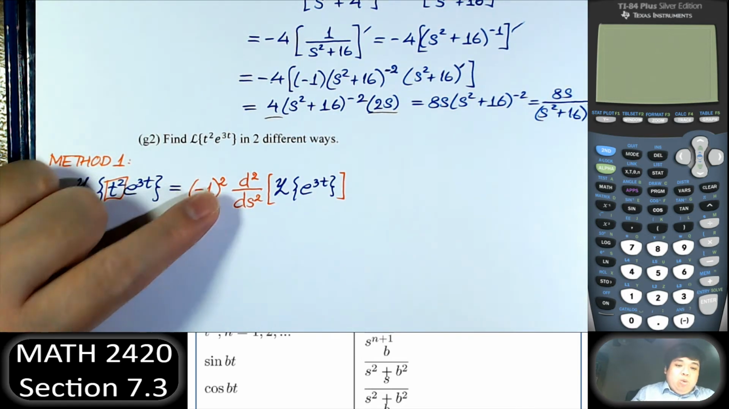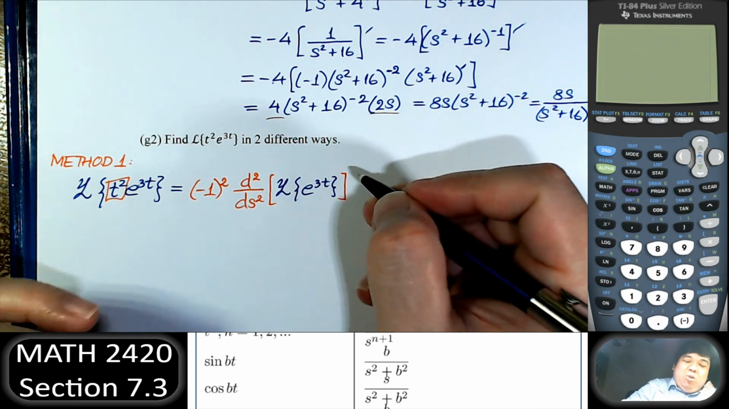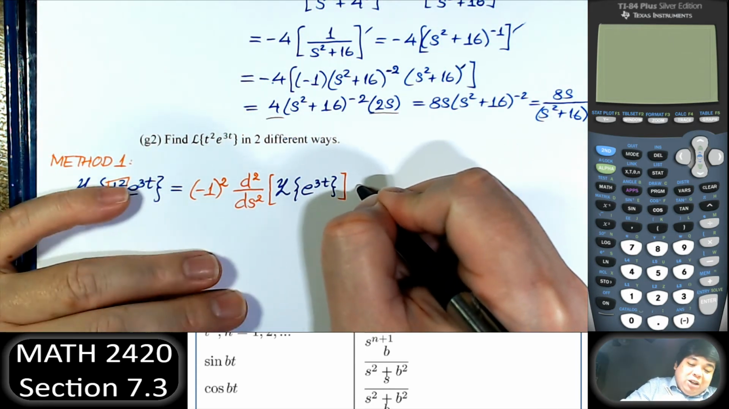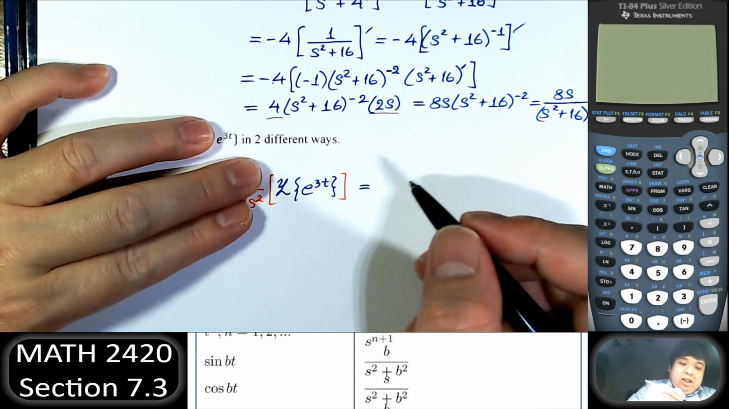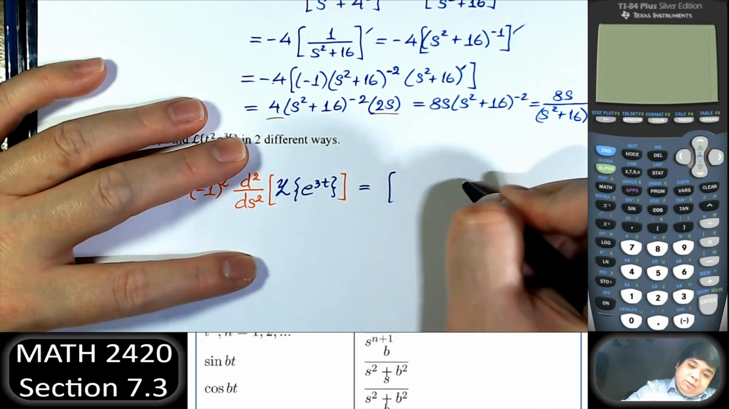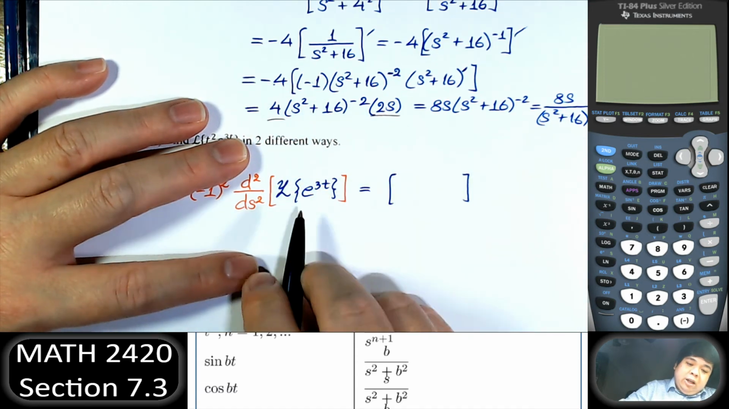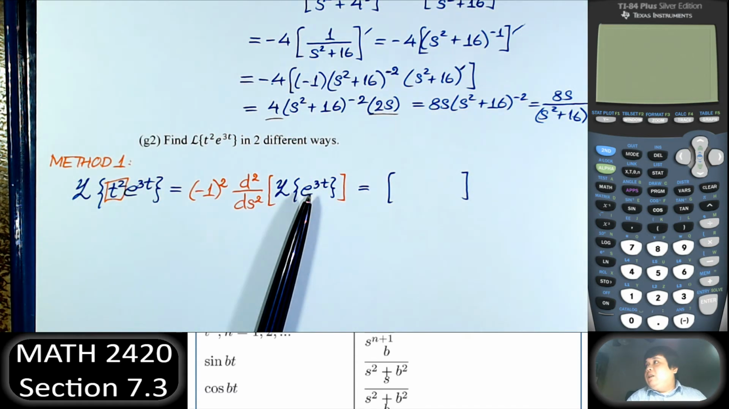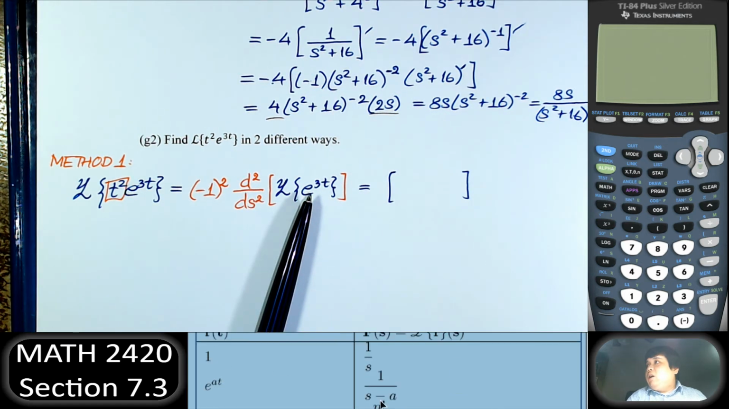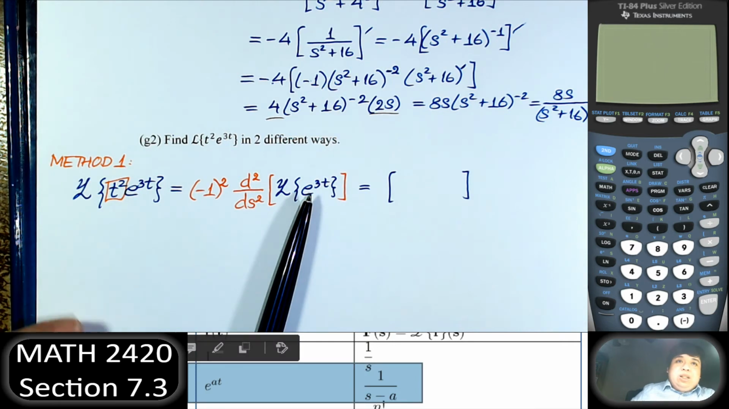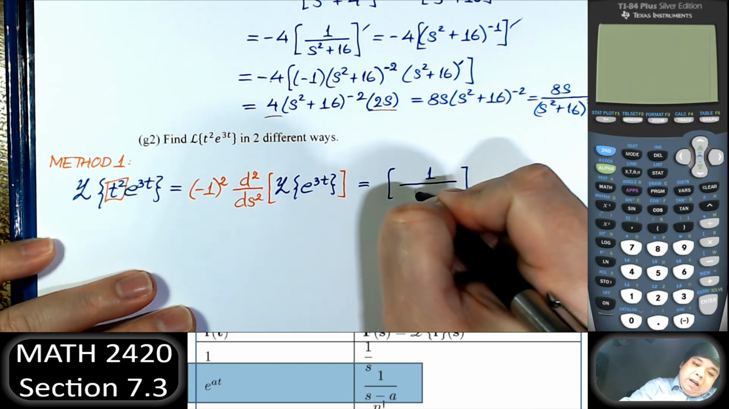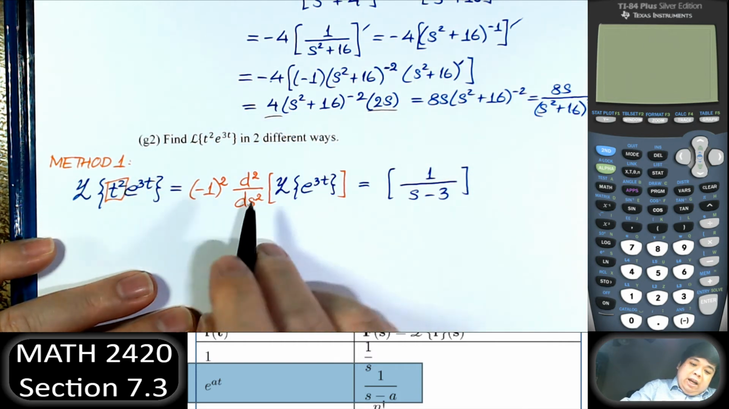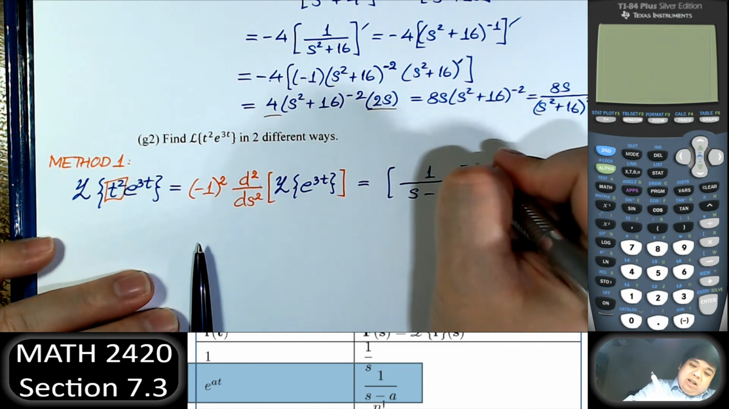Negative 1 squared is just 1, so we don't even need that. And the transform of e to the 3t. Transform e to the 3t is 1 over s minus 3. 3 is a in this case. So we have 1 over s minus 3, and then we still have the second derivative.